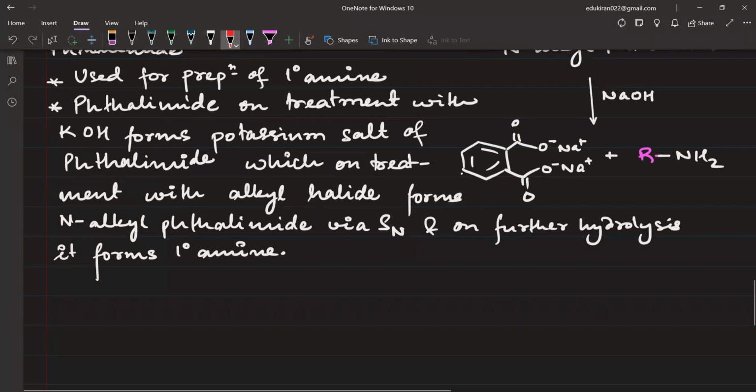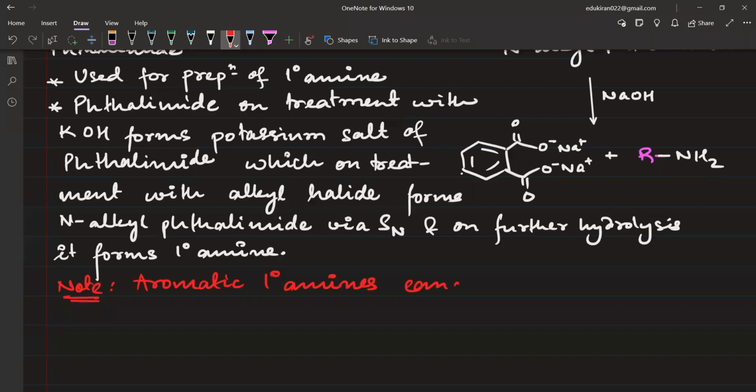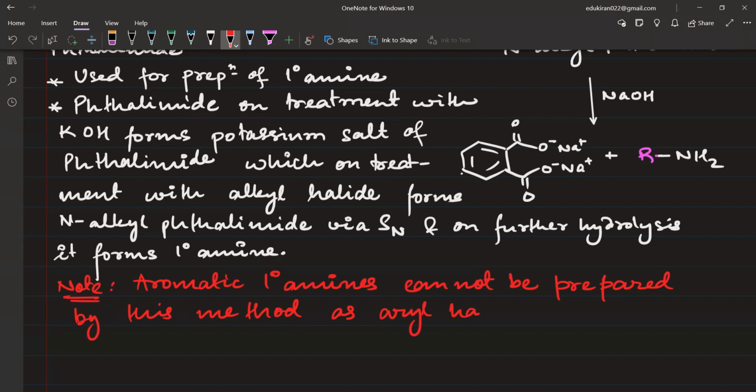Please write a note here. These type of questions can be asked in Y. Okay, please write. Aromatic 1 degree amine cannot be prepared by this method as aryl halides don't show SN2.